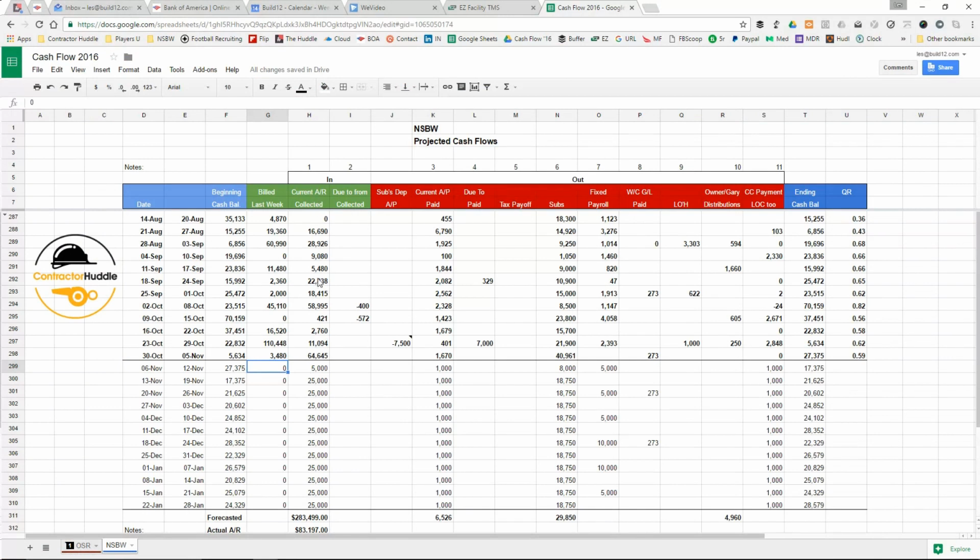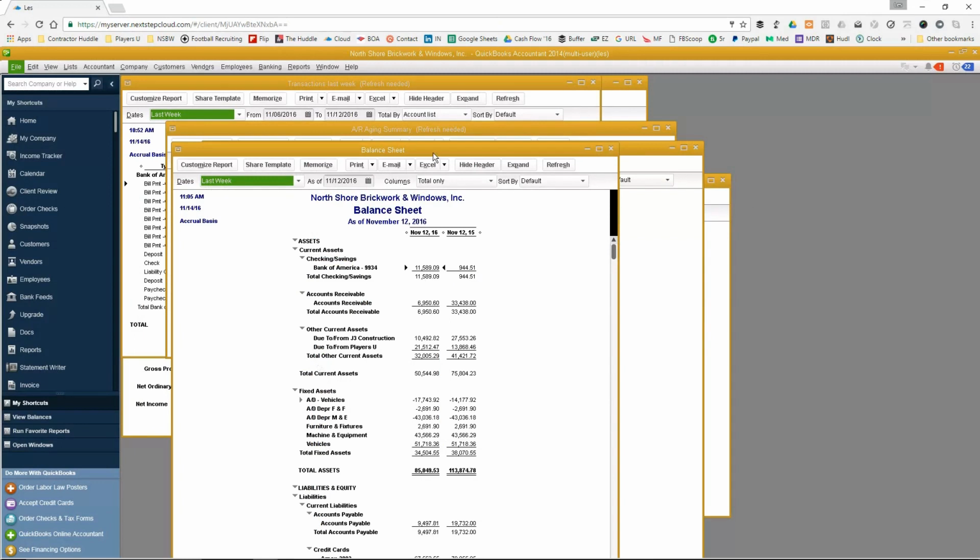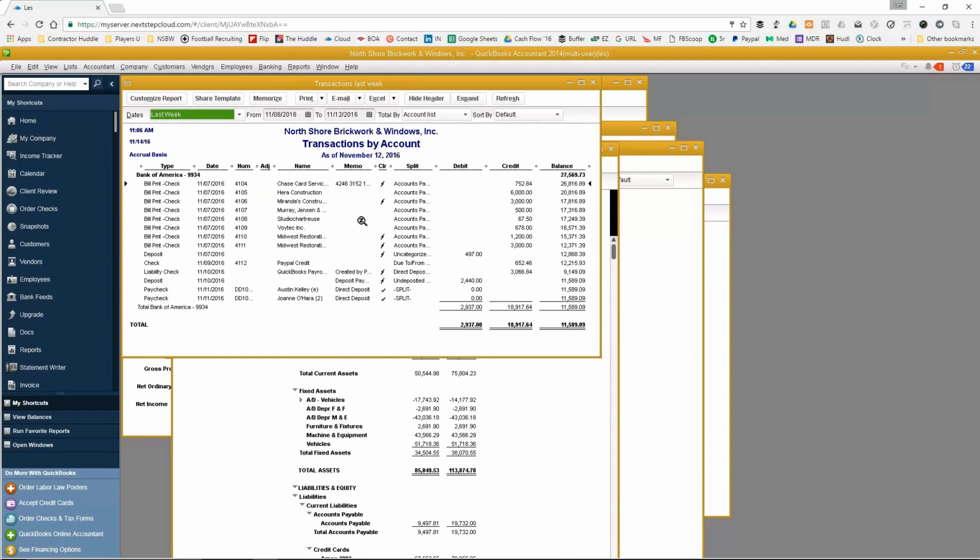Now the next two columns are what did I collect, and is there any money I had to put into the business? This covers collected money, any loans, any equity put in by you. But let's stick with what we collected. So I'm going to go back in here. I use QuickBooks, and the report that you're going to need is this transactions by account. From last week, what was all of the money that went in and out of your account?